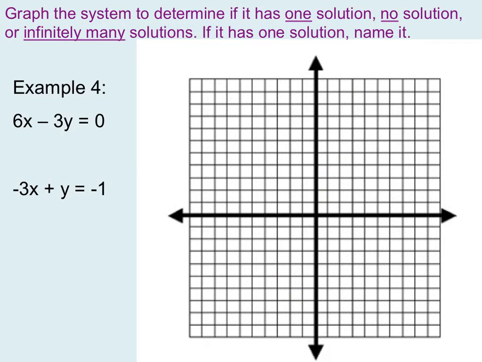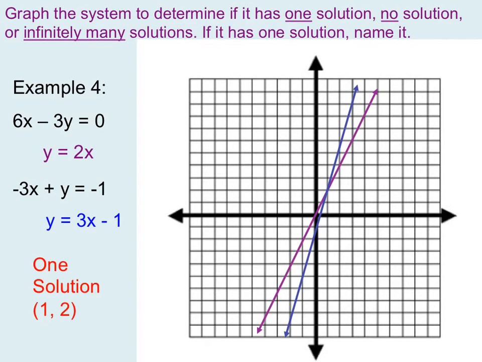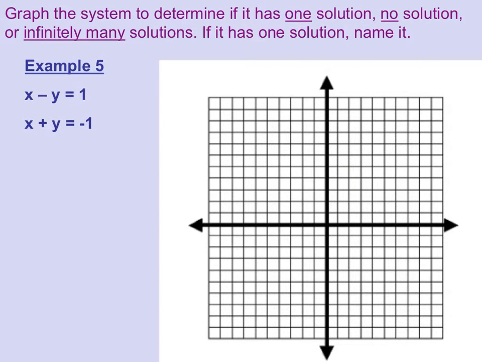So you can pause the video and try number 4 and then press play whenever you're ready to check. So you should have had y equals 2x for your top equation, and then y equals 3x minus 1. They have different slopes, so they should cross once, and they should cross at 1, 2. Okay, go ahead and pause and try number 5, and then press play when you're ready to check.